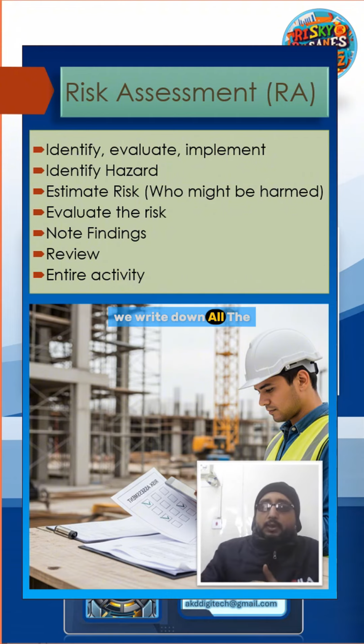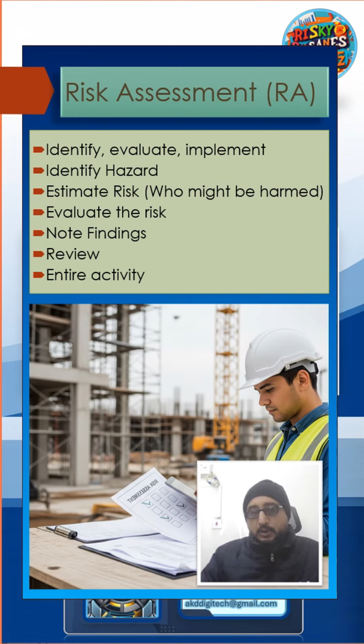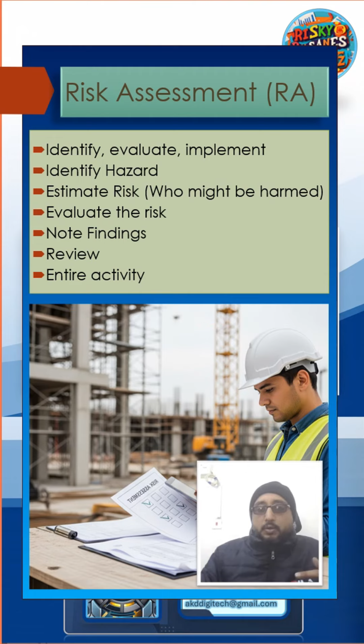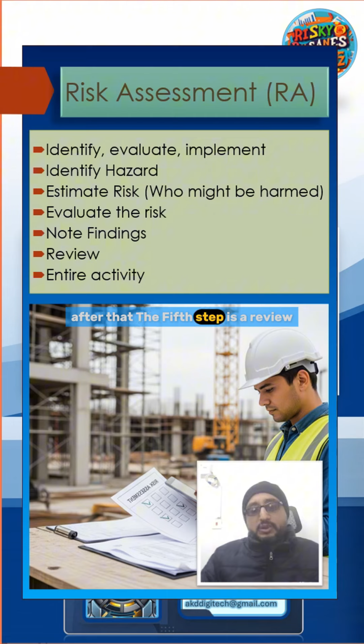We write down all the identified hazards, estimated risk, and evaluated risk, and other things that may include who is the assessor, where the activity was done, what is the expiry of this, what is the validity, and so on. After that, the fifth step is the review.